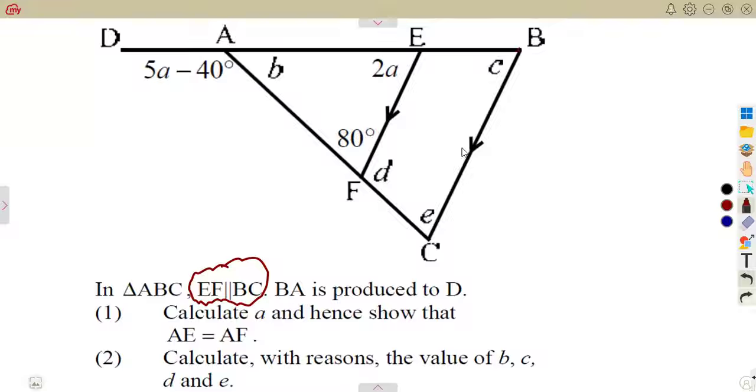That is, if you take the line BA, this line BA that we are saying, it is being extended to the point D, that it is produced to D. So the question was on number one, calculate A and hence, which means there is a continuation. You have to continue from the value of A that you calculated. So we need the value of A first, and hence show that AE is equal to AF. All right, that's another question. Let's start by finding the value of A.